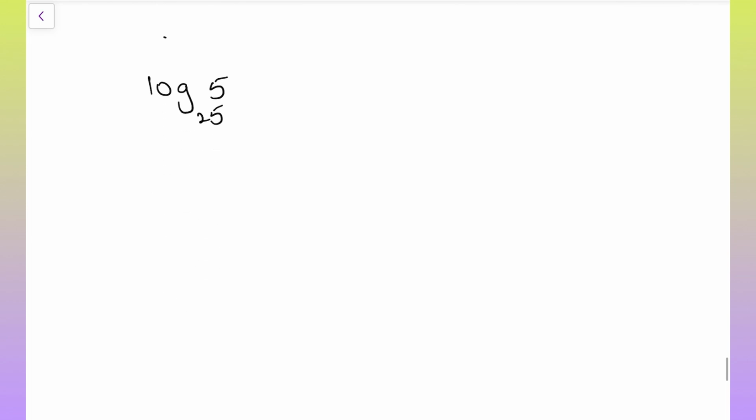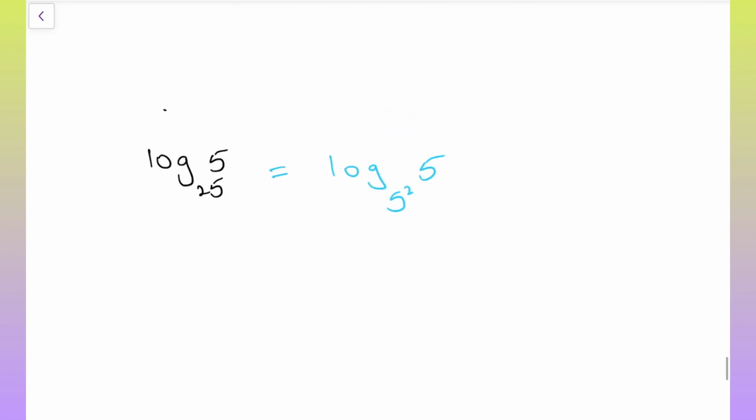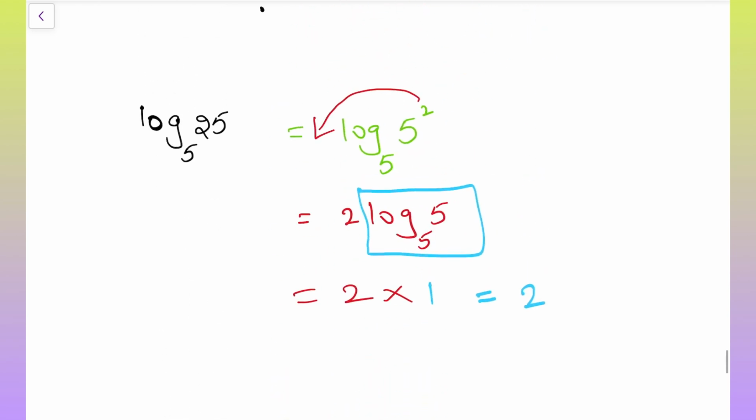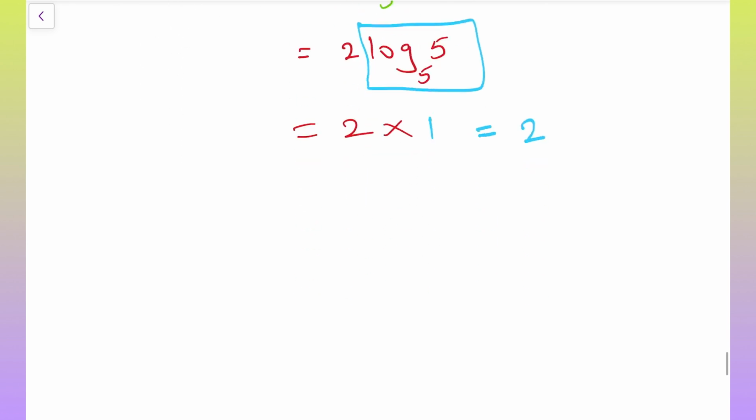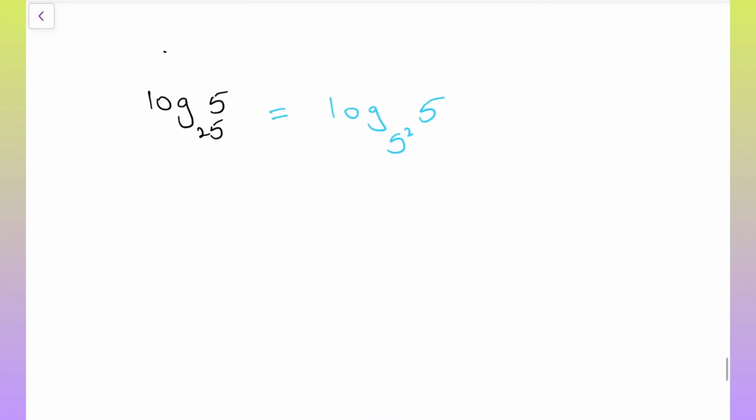Next. What is the value of log 5 base 25? The 25 can be written as 5 square. Now if you observe the difference between the previous question and this question, in the previous question the power is for the main number, whereas in this question the power is for the base. So if the power is for the base, it will go to the front as the reciprocal.